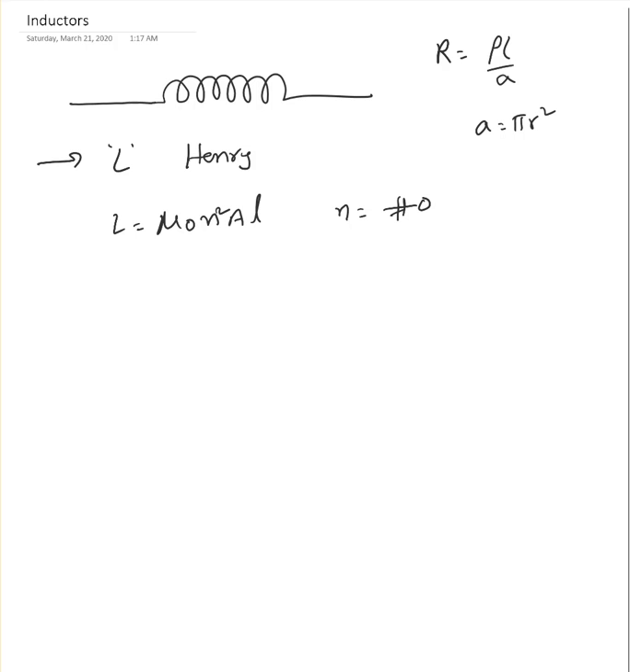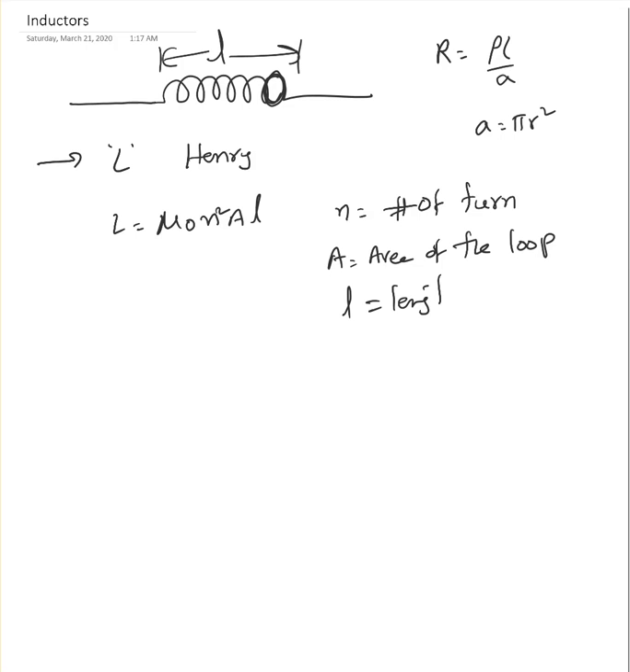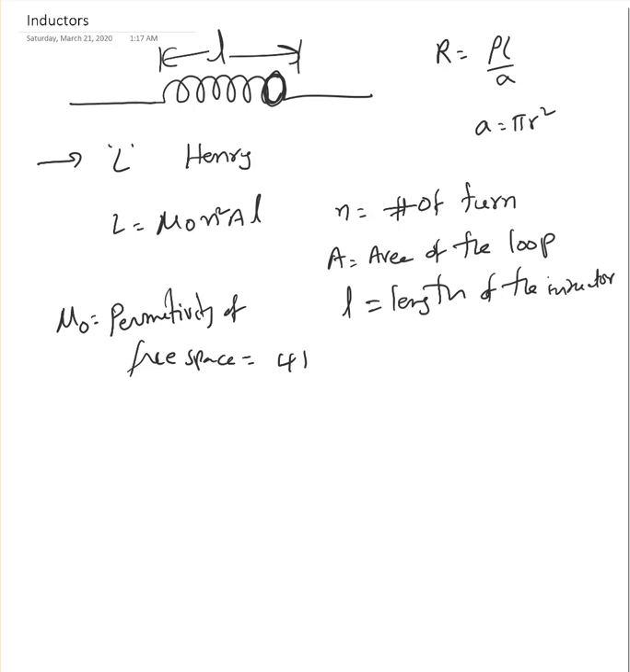N equals the number of turns. How many turns are there? 100 turns, 50 turns, whatever it is. A is the area of the loop. L is the length of the inductor. And mu naught is called the permeability of free space. Basically it's a constant. This value is 4 pi times 10 to the power of minus 7 Tesla meter per ampere.